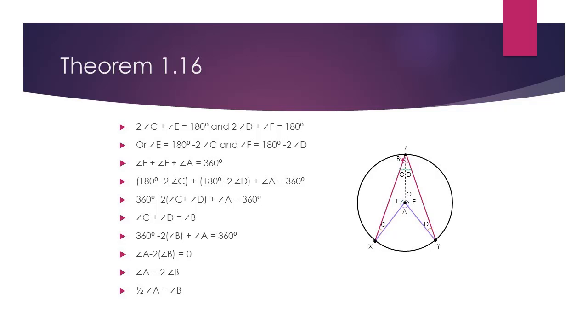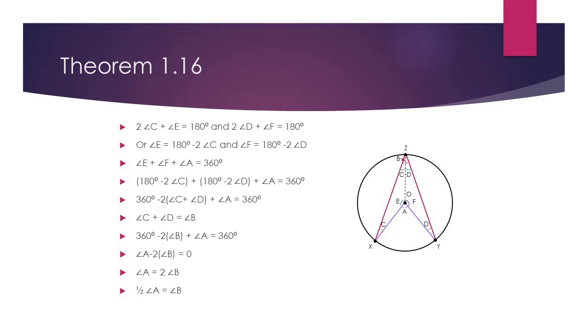So if you add up angle A, angle E, and angle F, all the angles add up to 360 degrees, since they subtend the entire circle. So therefore, angle E plus angle F plus angle A equals 360 degrees. Since we've already written down what angle E and angle F equal, we're going to substitute those into the equation. So we're going to get 180 degrees minus 2 angle C plus 180 degrees minus 2 angle D plus angle A equals 360 degrees.